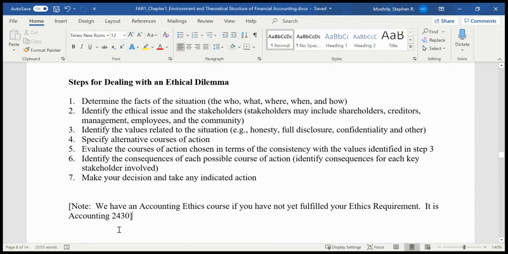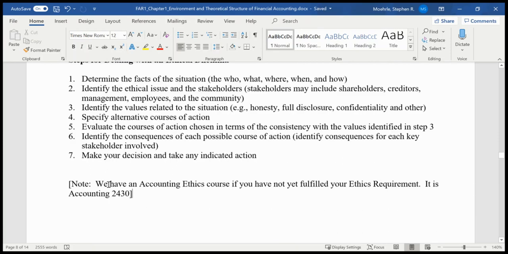Increasingly, universities will have a specific accounting ethics course. If they do, please choose it. If not, there are excellent ethics courses offered through business schools and through philosophy departments. So take ethics courses and take them seriously. They're very, very important, very valuable.